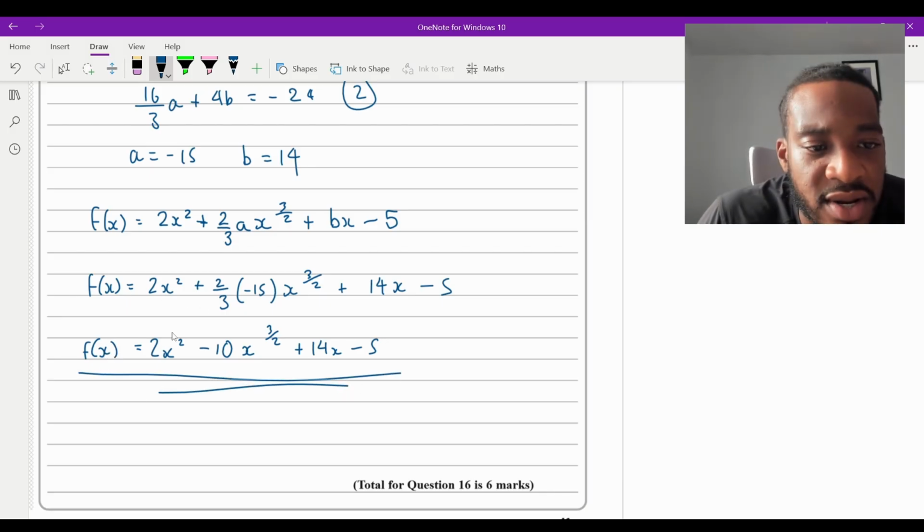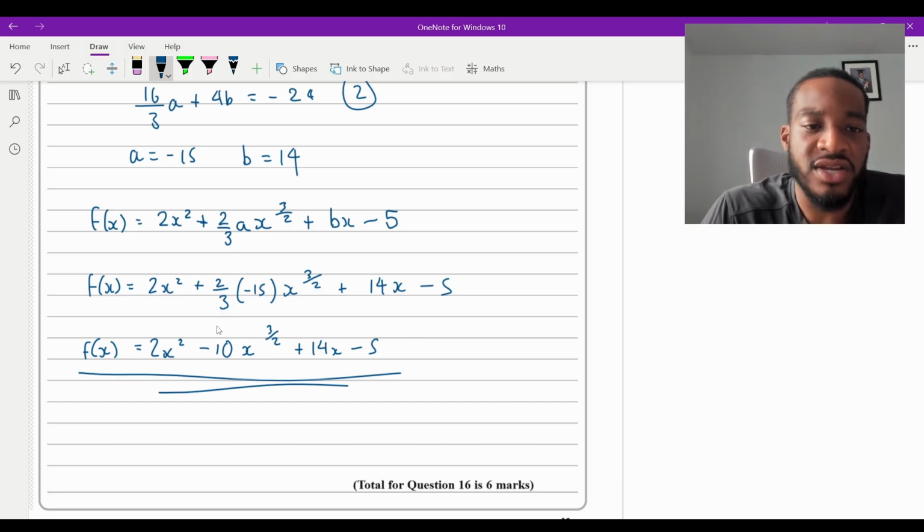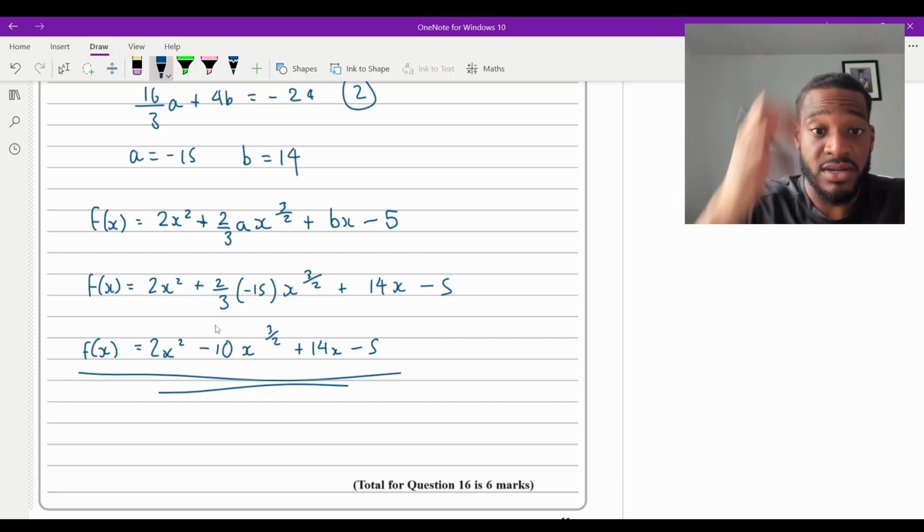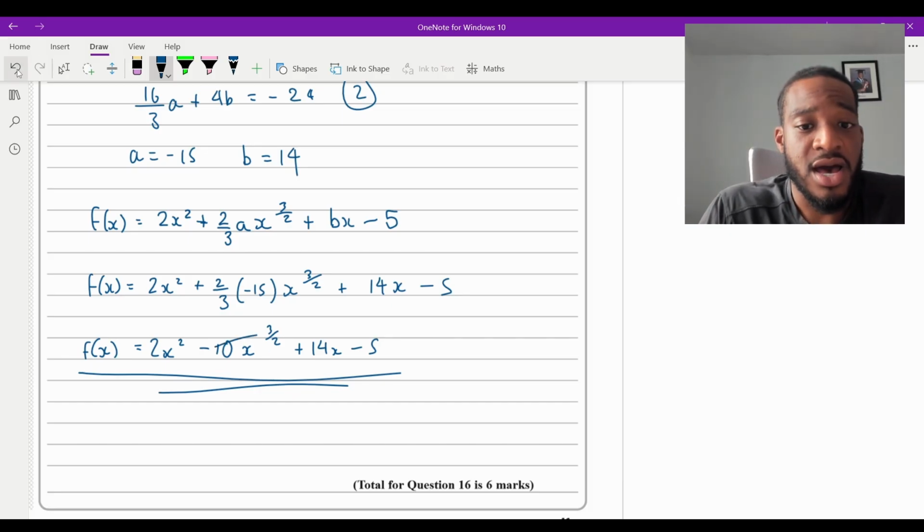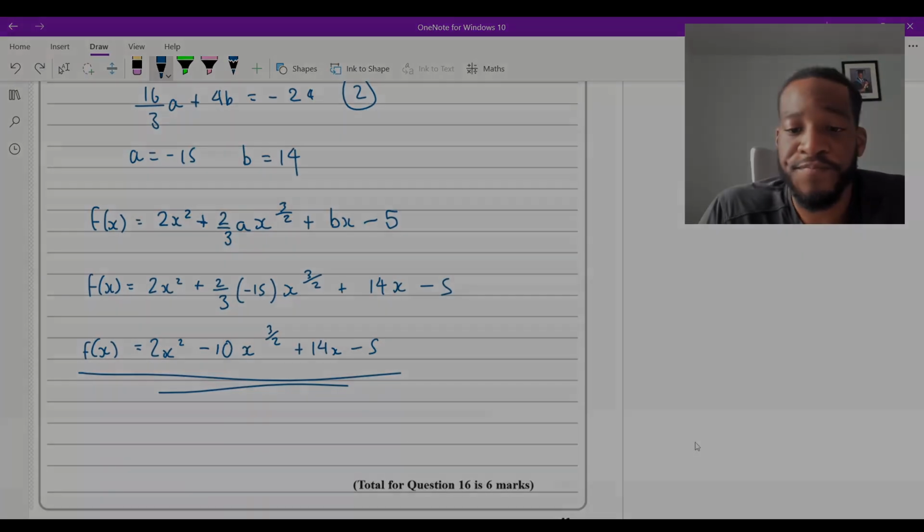Let me just double check. 2x squared, that's fine. -15 over 3 is -5. Times it by 2, -10. Perfect. And that will be it. And that will give you the full marks, the 6 marks for question 16.